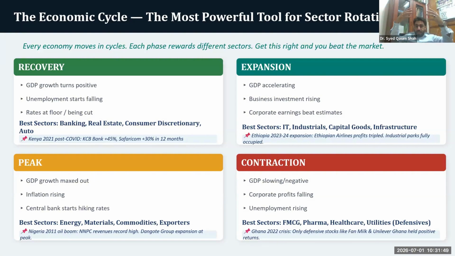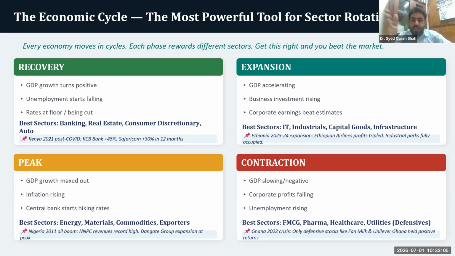You have to pick the stocks of all the industrial manufacturing businesses, the businesses producing capital goods, or infrastructure-based companies. You have to select these companies for your stock.